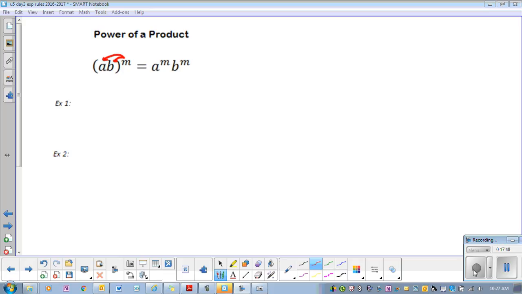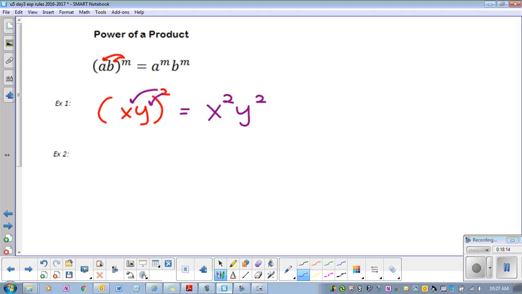Okay? So here's my example. If I have xy squared, then look at that. You get a square, and you get a square. So this is really x squared times y squared.